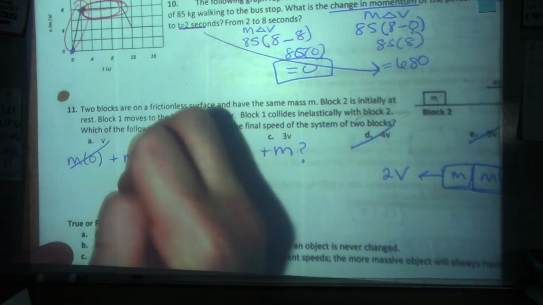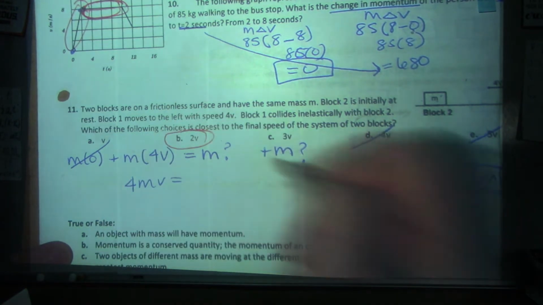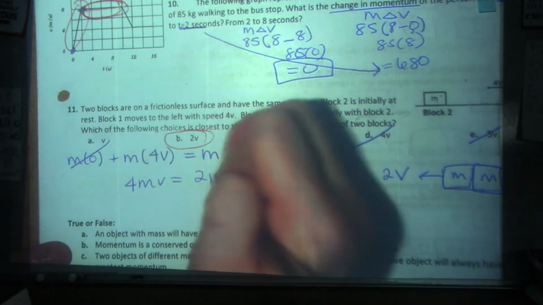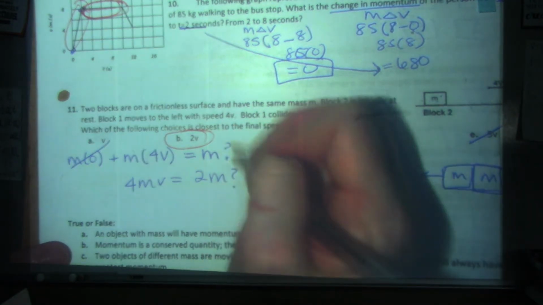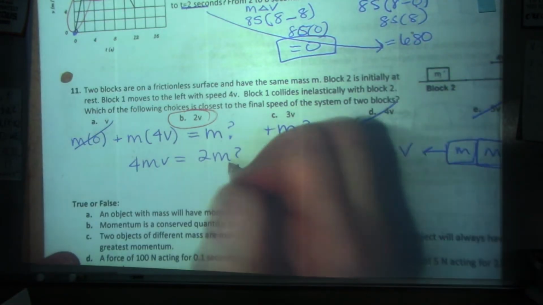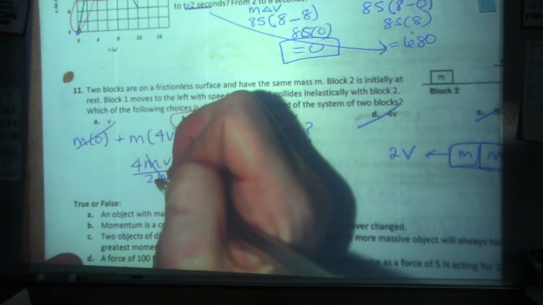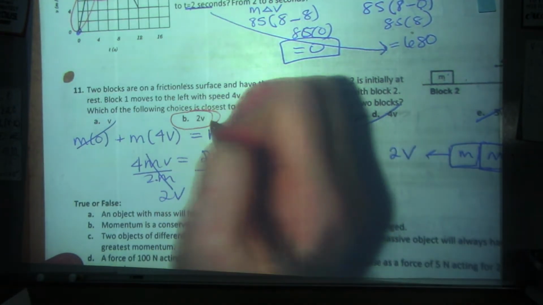This goes away, so 4mv equals, well, m times question mark plus m times question mark is 2m question mark. If you want to call it an x, that's fine, it doesn't matter. And to get the question mark by itself, divide the 2m over, m's cancel, and then it's 4 over 2, which is then 2v, which is what we guessed.